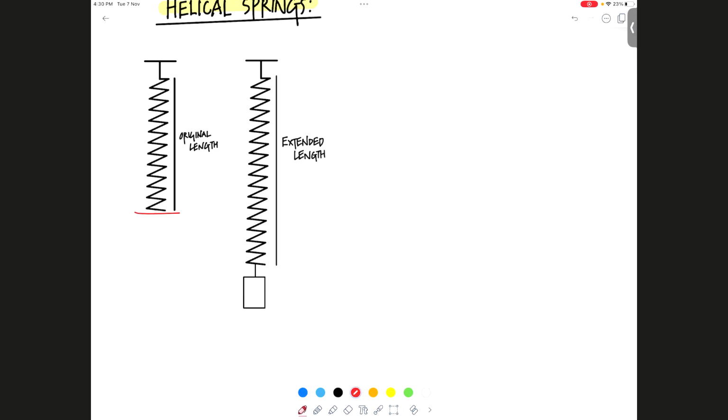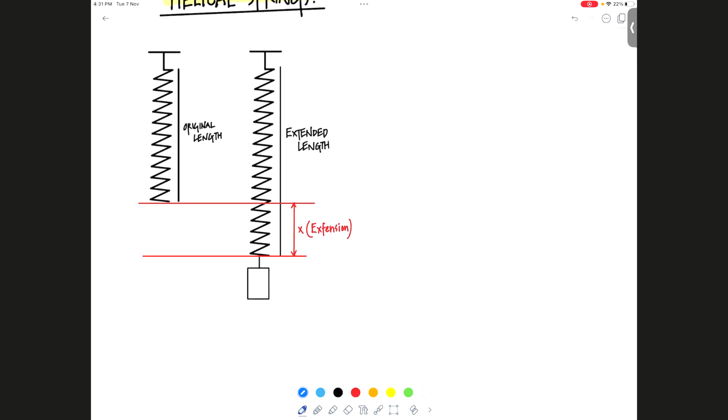And then if you look at the extra additional length here, that is what matters for us, okay? So this is your X and this is your extension. This is the force applied here, F. So, question for you. Let me try to show you what's happening here.